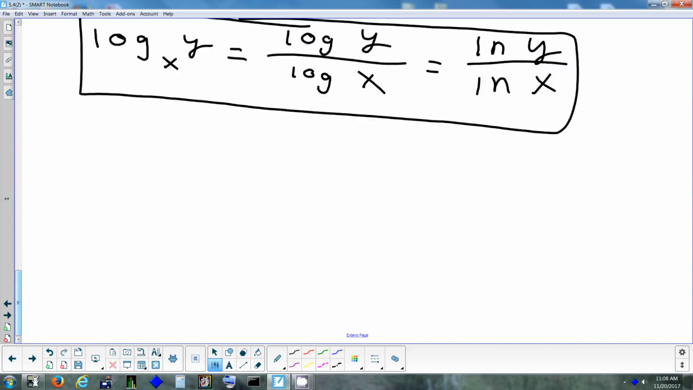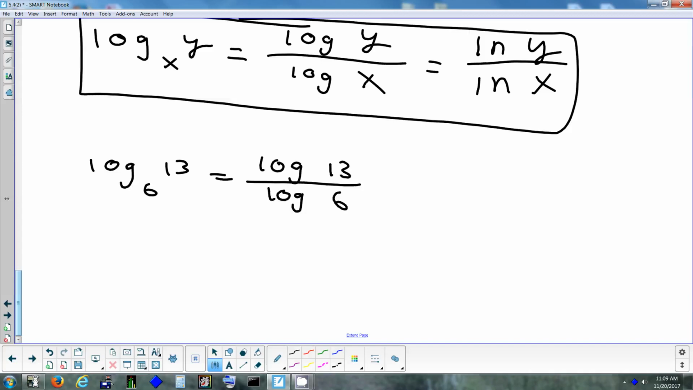So can somebody tell me how you would type that in on the calculator? I don't have a button for base 6. So how can I rewrite it so I can type it? Yep. Log 13 base 10 over log base 10 of 6. So it's the common log of 13 divided by the common log of 6. Or you could do natural log of 13 divided by natural log of 6. Same thing.